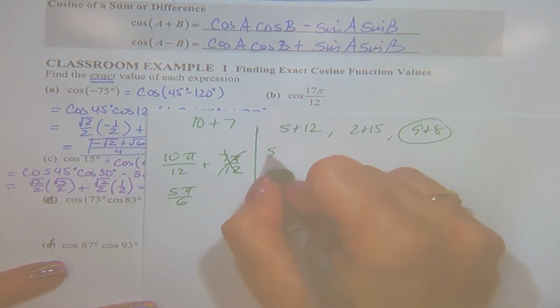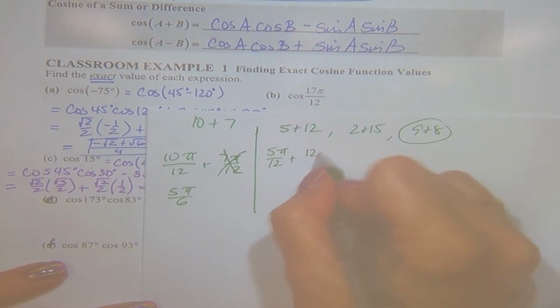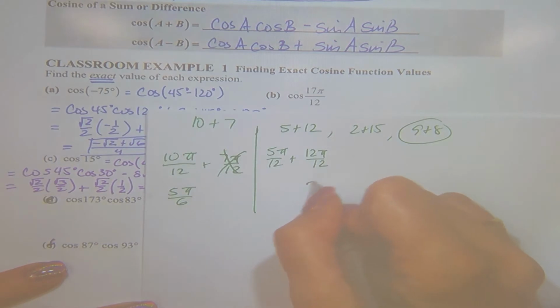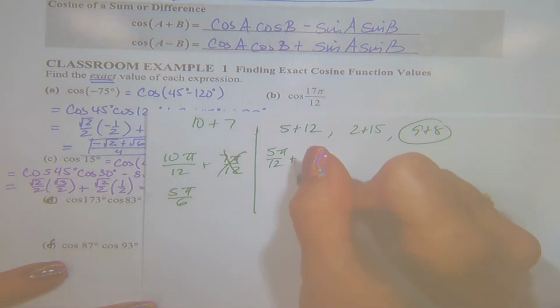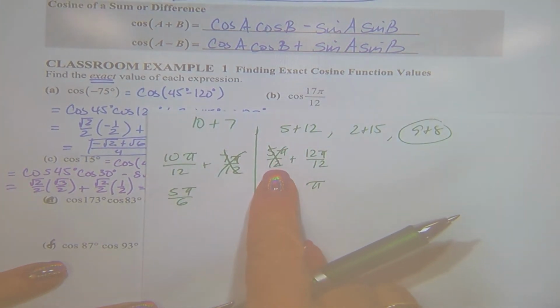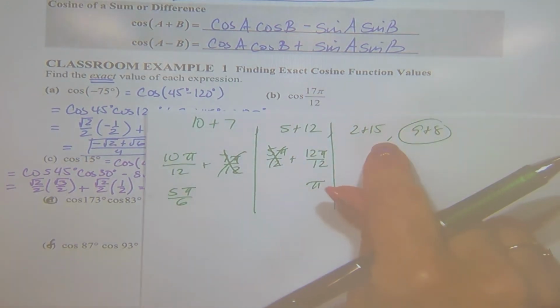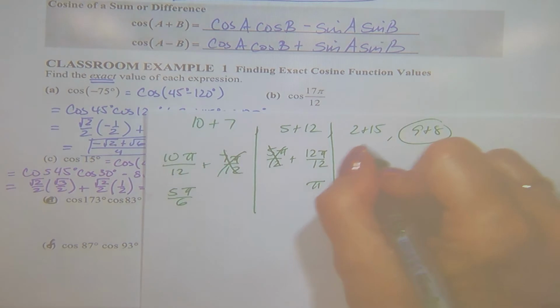If I do 5 pi 12ths plus 12 pi 12ths, that's just pi. That's a special angle on my unit circle. But that one doesn't reduce to a special angle on my unit circle, so that doesn't help me. Again, 15, oh, you know what? That one might work. Let's do that.